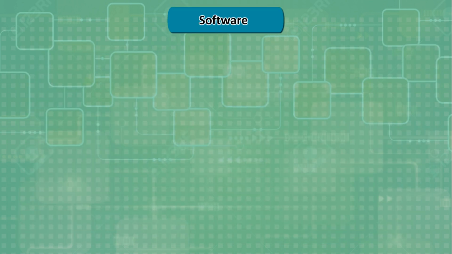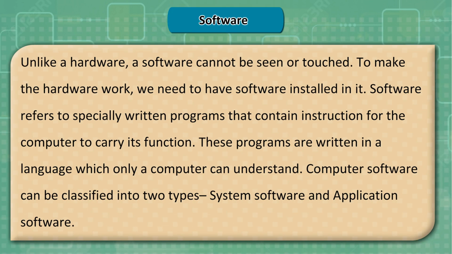Software. Unlike a hardware, a software cannot be seen or touched. To make the hardware work, we need to have software installed in it. Software refers to specially written programs that contain instruction for the computer to carry its function. These programs are written in a language which only a computer can understand.